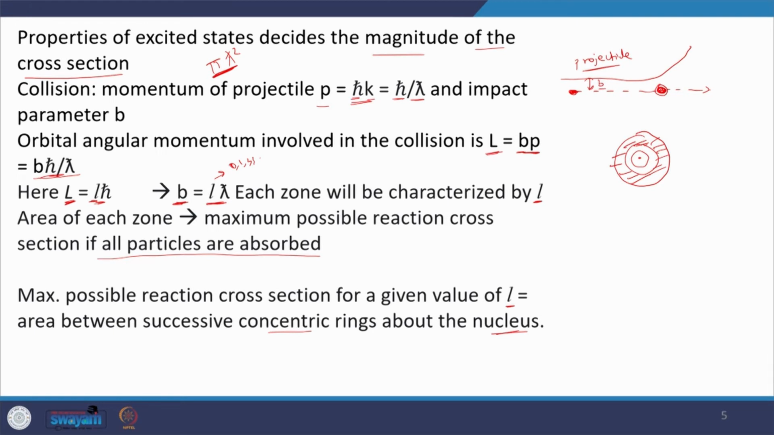Now, the maximum cross section is nothing but the area between the two successive concentric rings, l and l plus 1, corresponding areas. What is the difference? It is nothing but 2l plus 1 times pi lambda bar square. So, this is the maximum possible cross section for a given value of l. If l is equal to 0, 1, 2, 3, 4, accordingly the sigma maximum also will be varying. Remember, this is the maximum. Maximum means beyond which there is no possibility for the cross section to exist. That is the pi lambda bar square.